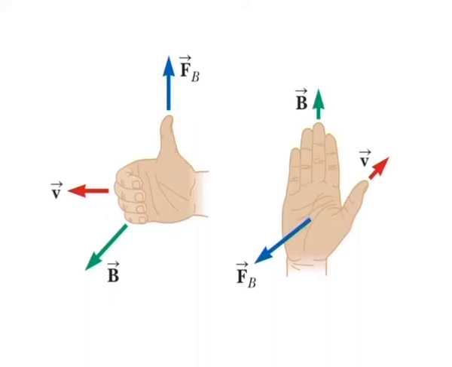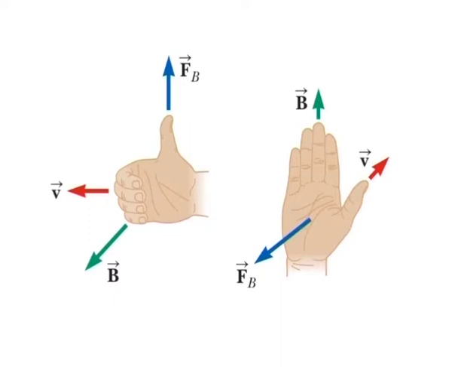Because the magnetic force is in the direction of your thumb if q is positive and is opposite the direction of your thumb if q is negative. An alternative rule is shown in figure B.